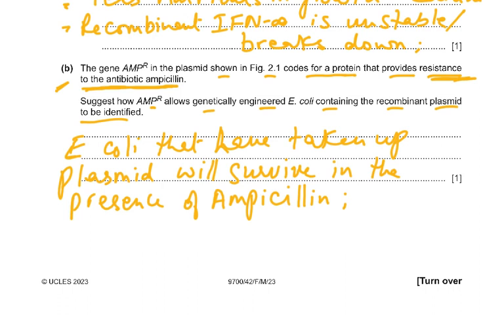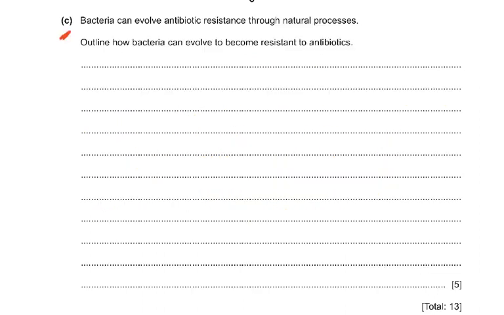Now coming to the last part of this question, seems to be a very long question, doesn't seem to end. Bacteria can evolve antibiotic resistance through natural processes. Outline how bacteria can evolve to become resistant to antibiotics. Very simple. There's going to be a chance mutation, and this is a form of natural selection, and this is of course directional selection because more of them are becoming resistant. So if we have 1%, 2%, 3% becoming resistant, then at the end of it 70% will become resistant. So this is directional selection. Antibiotic acts as selection pressure.